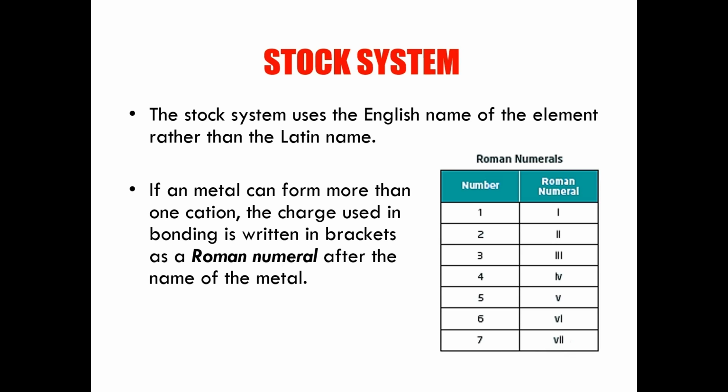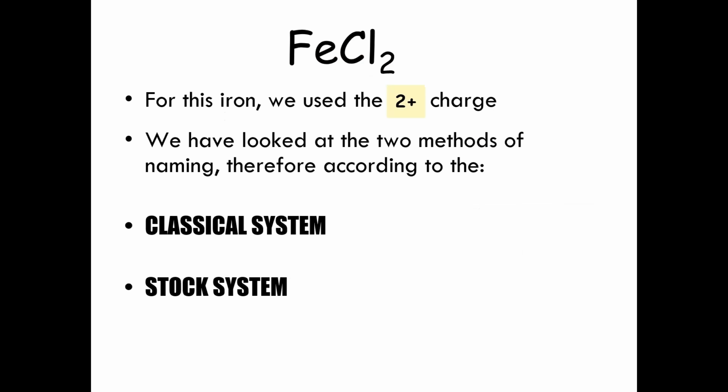These are, of course, the Roman numerals that you will need to know for the stock system. Once again, we have a compound here made up of iron and chlorine. This compound contains the iron ion with a lower charge, 2 positive. Using the classical system, this compound would be called ferrous chloride. The ending OUS is used to indicate the lower charge on the iron ion.